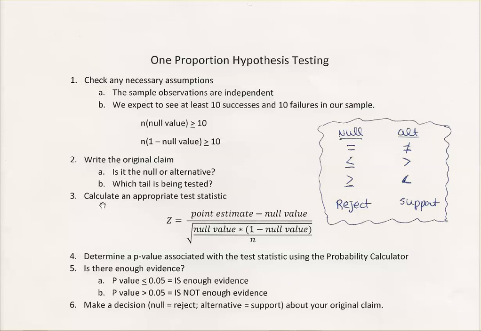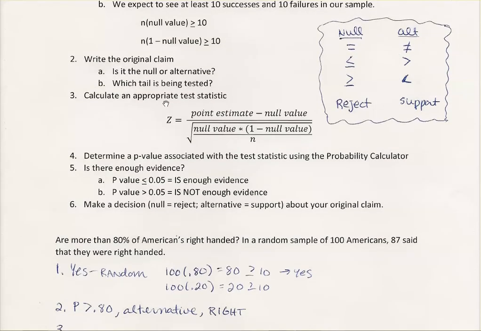So then we're going to calculate an appropriate test statistic. We've already pretty much done this, but we're looking for our z, and it's equal to our point estimate minus the null value. Now, the null value is always what's going to be in your claim. So if you're trying to figure out which is which, just go back to what was my null value. What did I say was the value in my claim? Whatever value is in your claim, that's going to be your null value. Now the other value is probably going to be your point estimate, and that's what you're comparing to your null value.